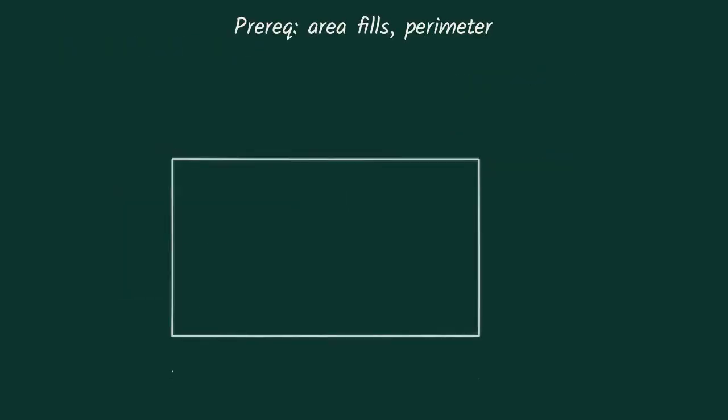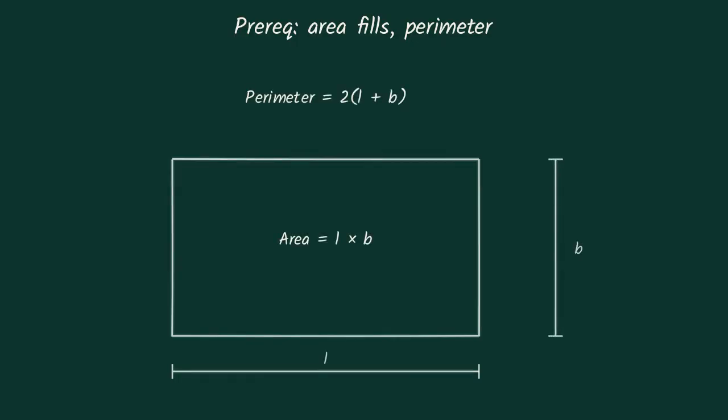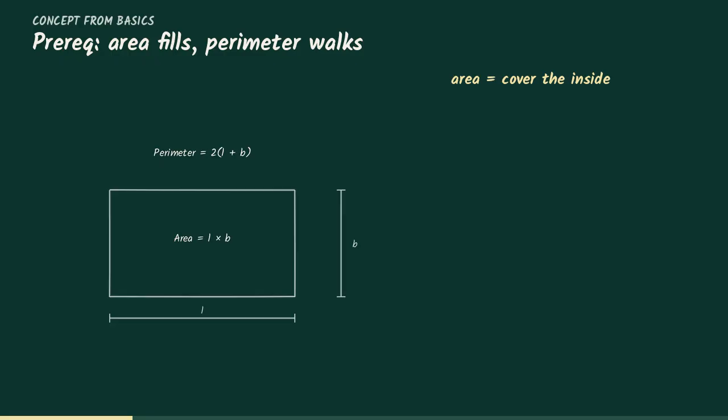Area is how much surface the shape covers: paint, grass, carpet. Perimeter is how far you walk once around the outside: fence, rim, track.